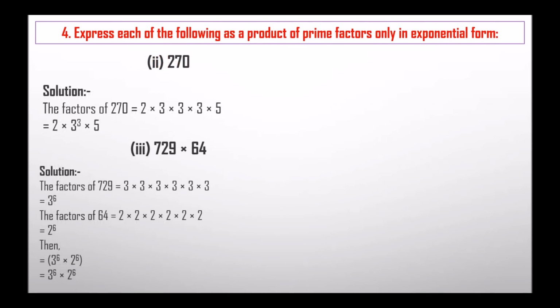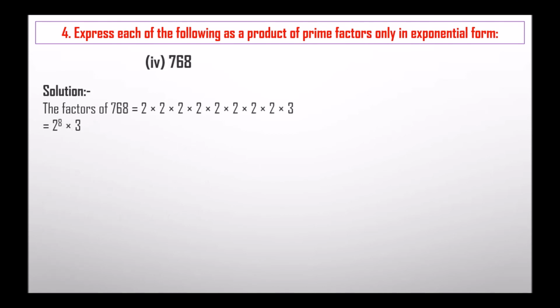Second question, 270. Factors of 270 are 2 into 3 into 3 into 3 into 5. So 2 into 3 cube into 5. Third question, 729 into 64. 729 factors are 3 raised to 6 and 64 factors are 2 raised to 6. So 3 raised to 6 into 2 raised to 6 is the answer. 768: the factors are 2 raised to 8 into 3.